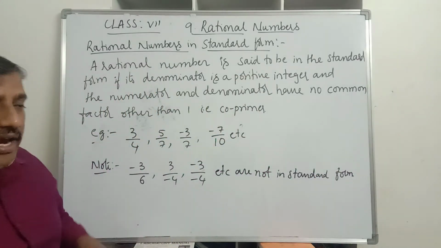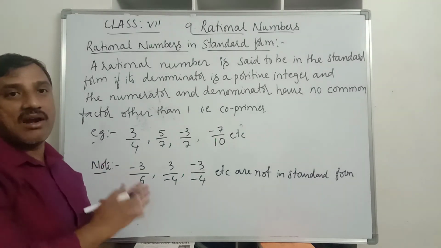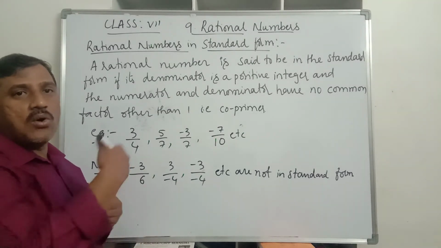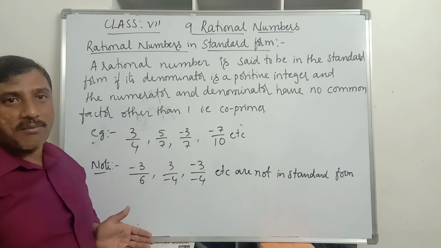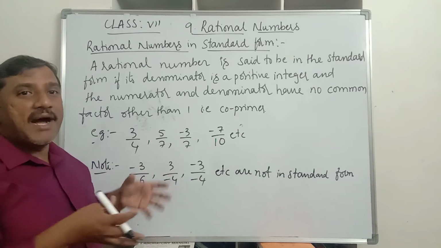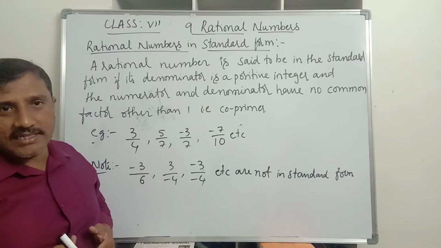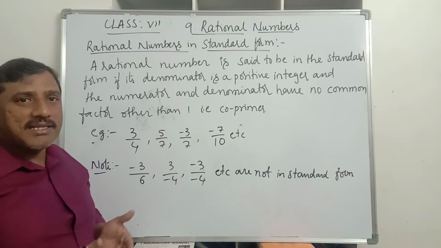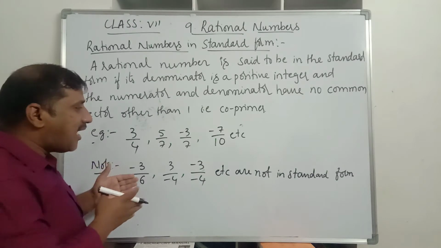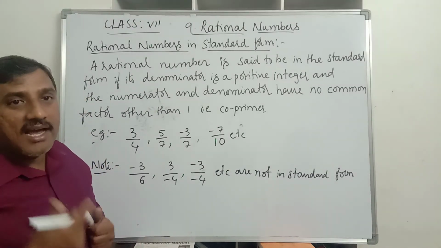Now we can convert the rational numbers which are not in the standard form to standard form. How can we convert that? One method is by dividing both numerator and denominator by the same integer. The other method is by dividing both numerator and denominator by their HCF.